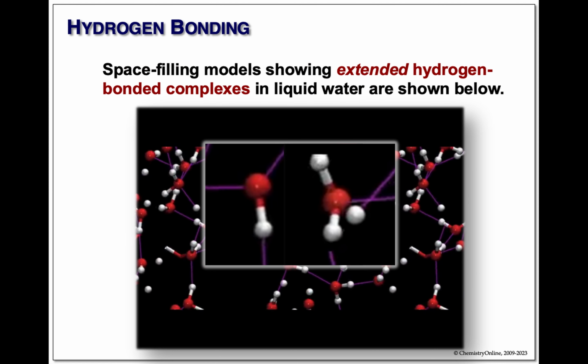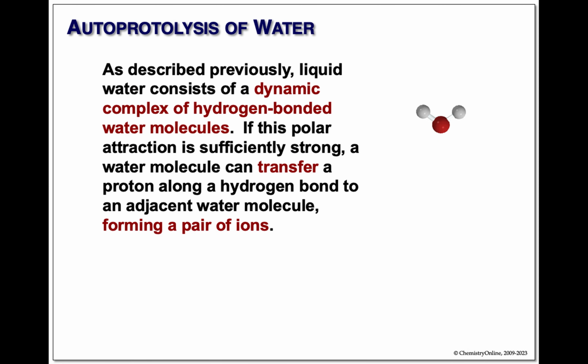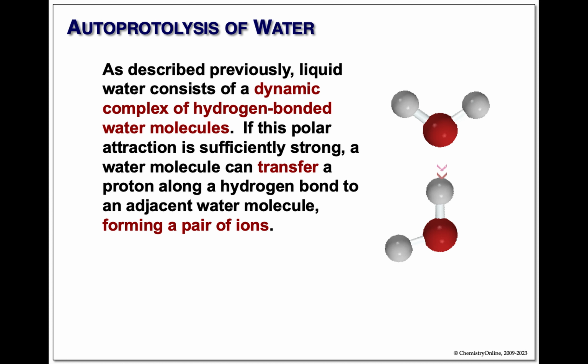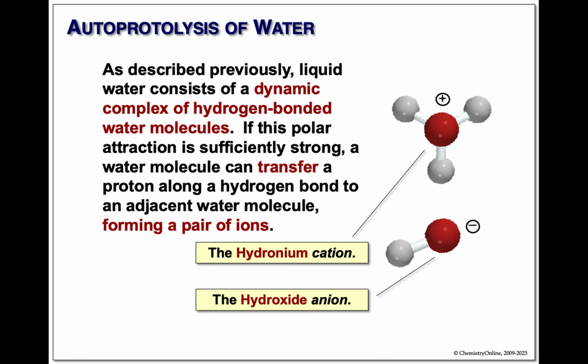So, let's go back to my models. Here we have 2 waters, and they're happily hydrogen bonding to each other. If one of these gets just a little kick, a little bit of extra energy, somebody bumps into it or whatever, the hydrogen here that's involved in this hydrogen bond can quite literally transfer from this water molecule to this one. Something like this. We have now formed our hydronium ion, H3O+, and our hydroxide anion, OH-.